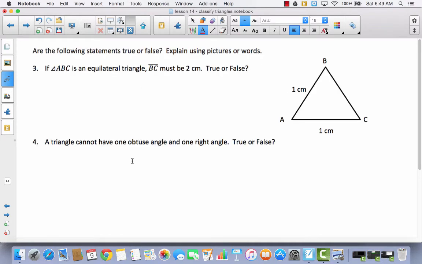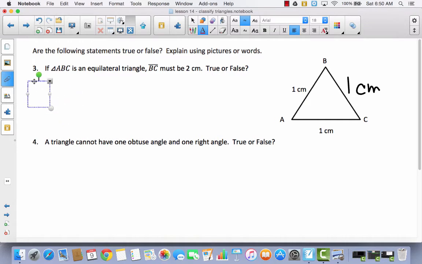All right, let's look at the next page. Are the following statements true or false? Explain using pictures or words. If triangle ABC is an equilateral triangle, BC must be 2 centimeters, true or false? Well, first of all, we have to think back. What does it mean to be an equilateral triangle? Equilateral triangle, by definition, means that all 3 sides are equal. So, would line segment BC be 2 centimeters? If it's an equilateral triangle, this should be 1 centimeter, right? So, is this true or false?